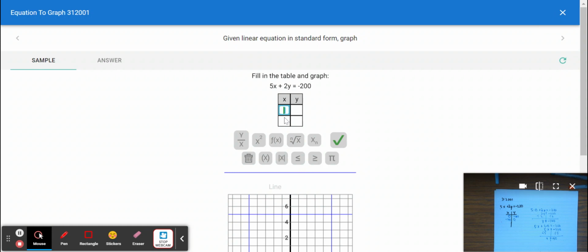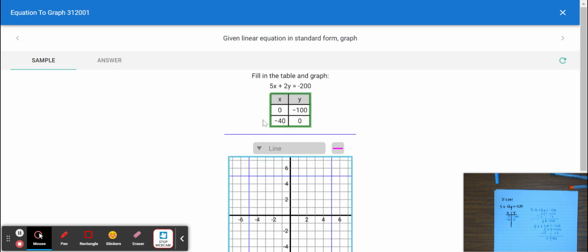I'm going to go back here. I have to enter these, 0, negative 100. It's nice that they have you put these in. That way you don't go through all the work and then find out you're wrong later. So I put this in, and then I can check it, and it lets me know that I'm correct there.